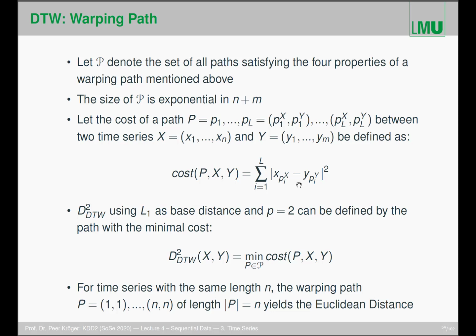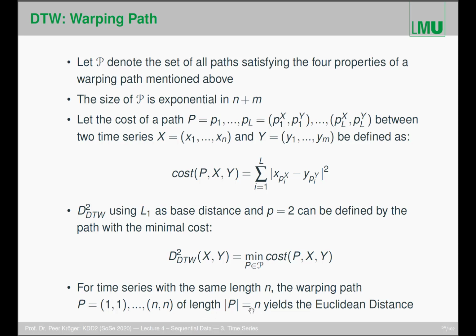So then the DTW can be defined as the path with the minimal cost here. So the DTW, dynamic time warping distance, is the cost of the minimal warping path here. For time series with the same length n, the warping path has the length n.